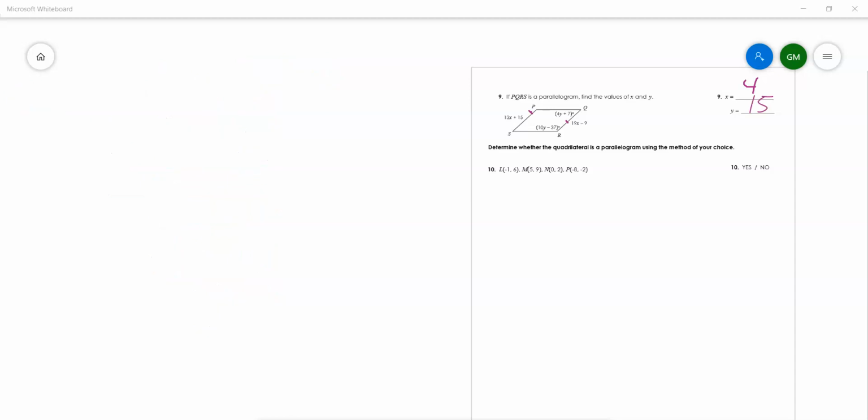All right, last one. Determine whether the quadrilateral is a parallelogram using the method of your choice. I'm going to go ahead and stick with distance formula for now. So let's go ahead and just do a rough sketch of a parallelogram. L, M, N, and P. All right. So let's go ahead and find the length of LM.